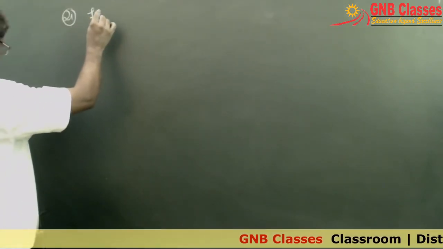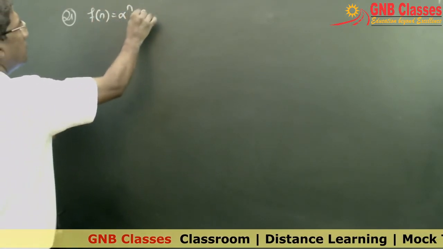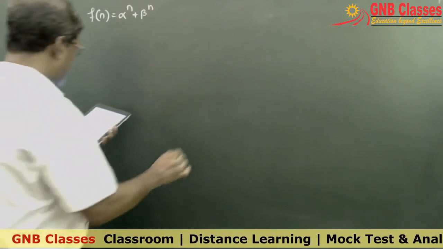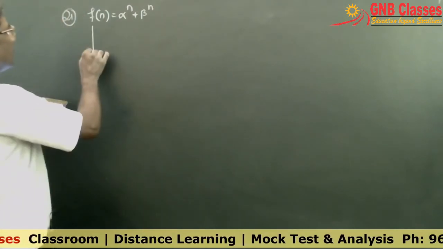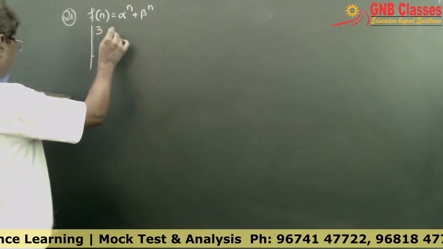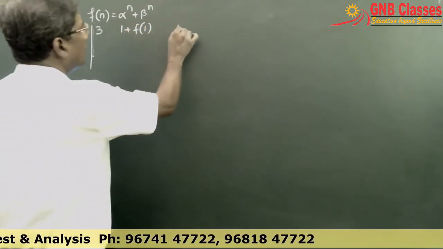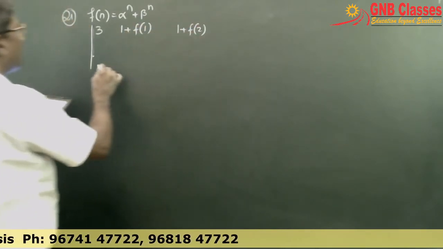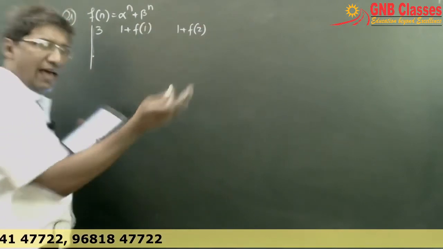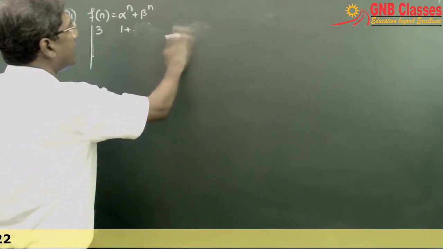Question number 21. They have given you Fn is alpha to the power n plus beta to the power n, and they have said 3, 1 plus F1, 1 plus F2. So let me just write the actual value, because you people have the question paper, so there is no need of writing this.